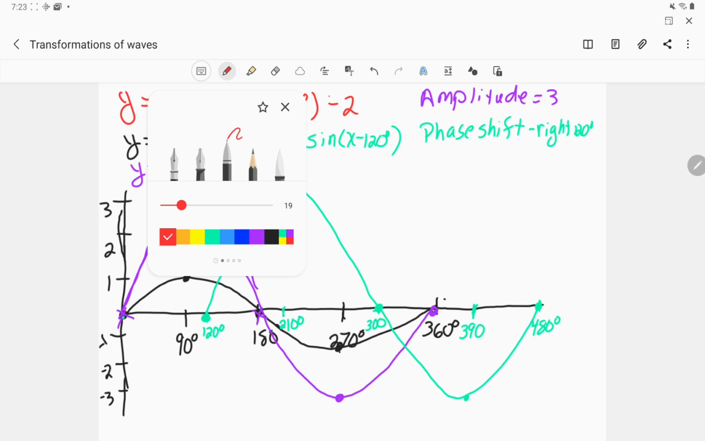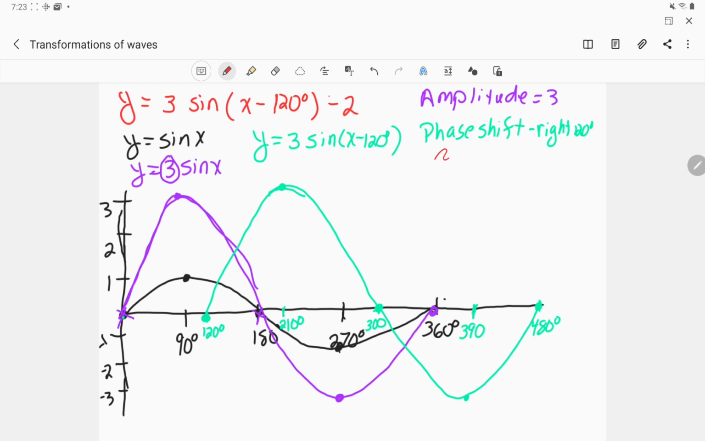Finally, I'm going to do the last thing, and so I'm going to do the red graph. The -2 is a vertical displacement, and it is down 2. If I asked you just to describe in words what was happening, I would want you to say there's an amplitude of 3, a phase shift right 120, and a vertical displacement down 2. So from my green graph, I'm just going to move everything down 2.